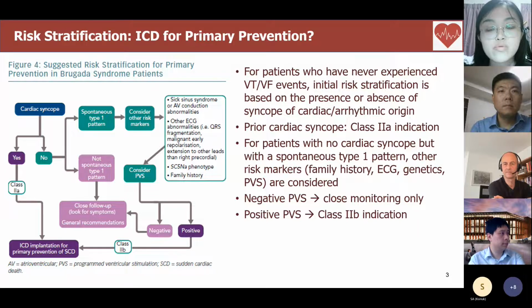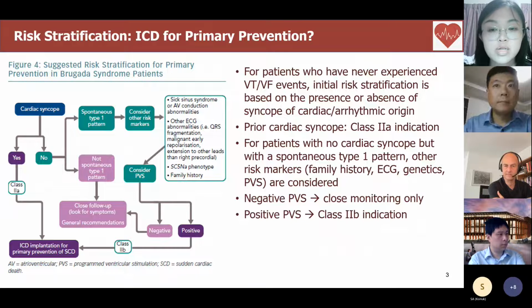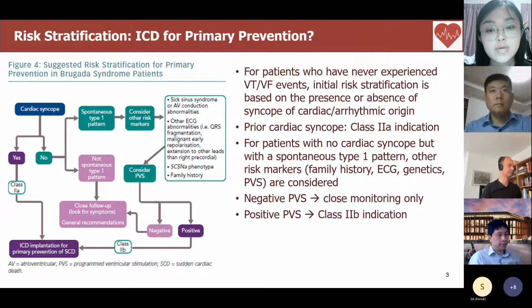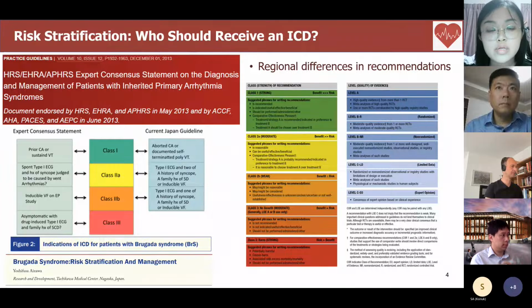Whilst for patients with no cardiac syncope but with a spontaneous type 1 Brugada ECG pattern, other risk factors such as family history, ECG markers, genetic findings, as well as arrhythmic inducibility on electrophysiological studies are considered. In patients where arrhythmia was not induced on electrophysiological studies, close monitoring is advised. However, if ventricular tachyarrhythmia can be induced, there is a Class 2B indication. However, there are regional differences in recommendation, which reflects the controversy in the use of electrophysiological study in the risk stratification of Brugada syndrome patients due to the heterogeneous evidence that was found.